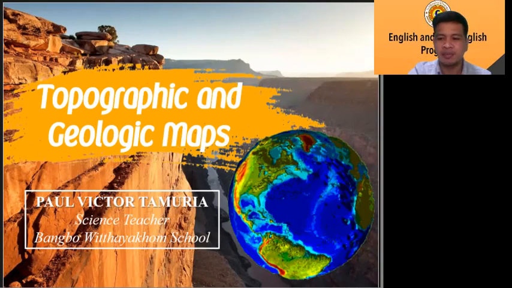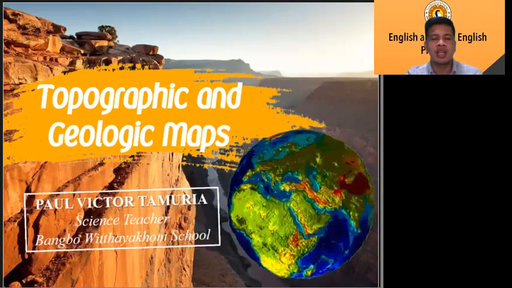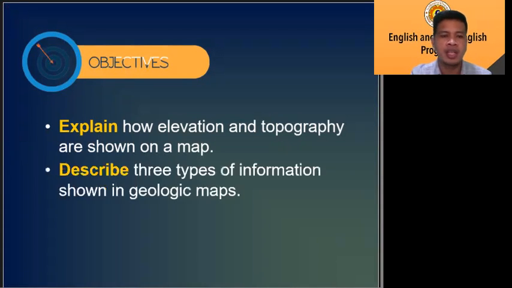Let's start now. So the first one here is that on the next slide, these are the objectives, okay, that I hope you can be able to learn after the end of the lesson. So the first one is explain how elevation and topography are shown on a map. Number two, describe the three types of information shown in geologic maps.